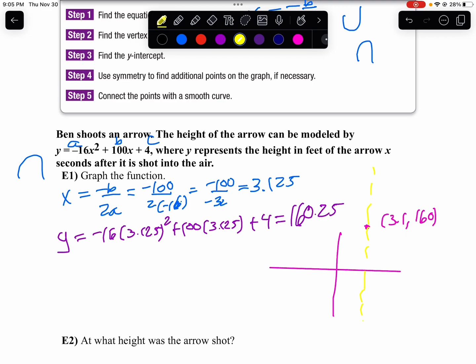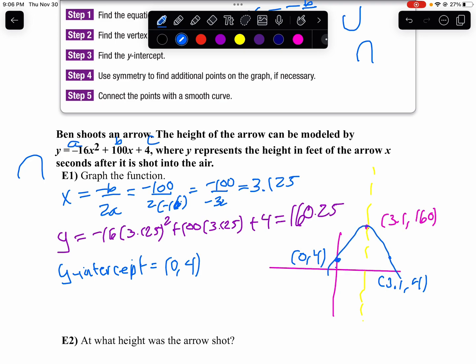Now my y-intercept, remember that's my c value, is going to be 4, or (0, 4). So when I'm over 0, I'm up here at 4. So (0, 4). Notice that's 3.125 away from my axis of symmetry. So if I go 3.125 to the right, I will be also up at 4. And so here, I've got 3 points. That's enough to draw a U-shaped graph.